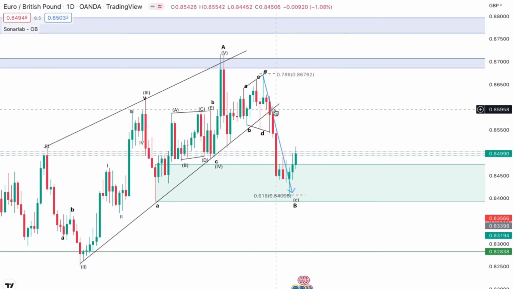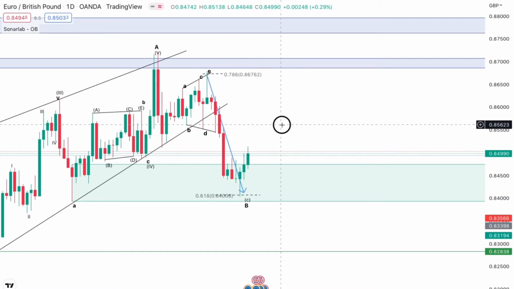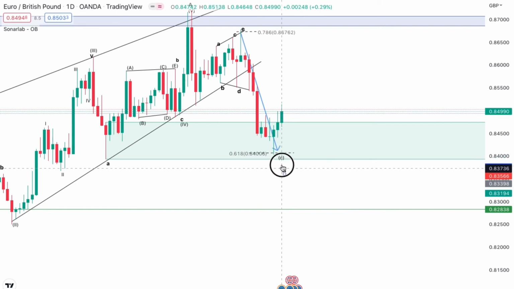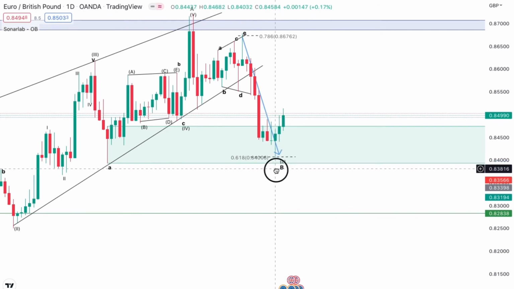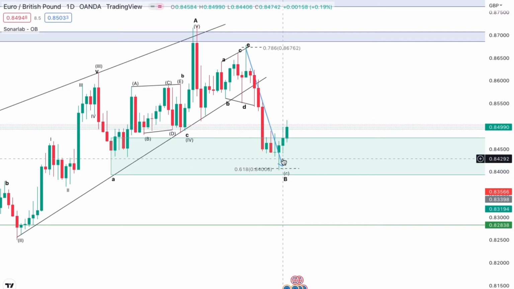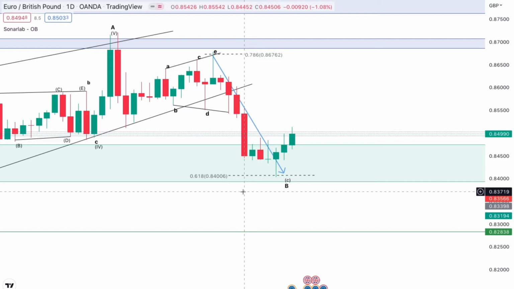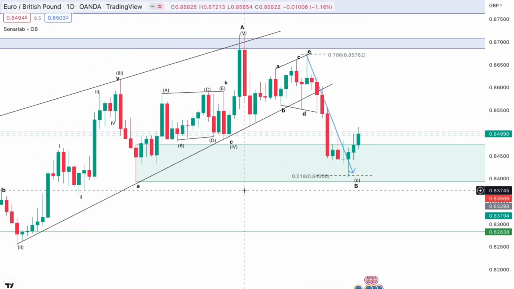My target was to get at least 150 pips. And guess what? Market came back down up to this zone here, where there's a B here. This is where my take profit was. And price reached there, guys, you see? And guess why I placed my take profit there?